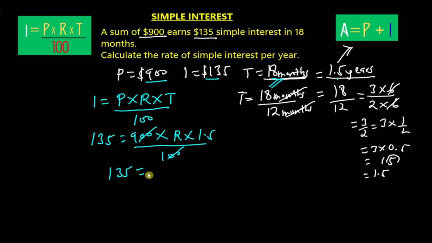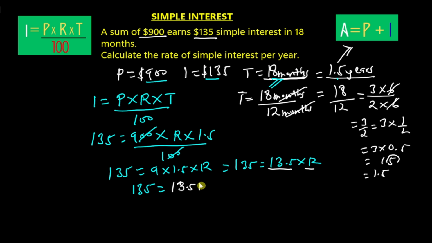Now you have 135 is equal to 9 times 1.5 times R. And 9 times 1.5 is 13.5. So 13.5 times R. So we have 135 equal to 13.5 R. Let's divide both sides by 13.5.